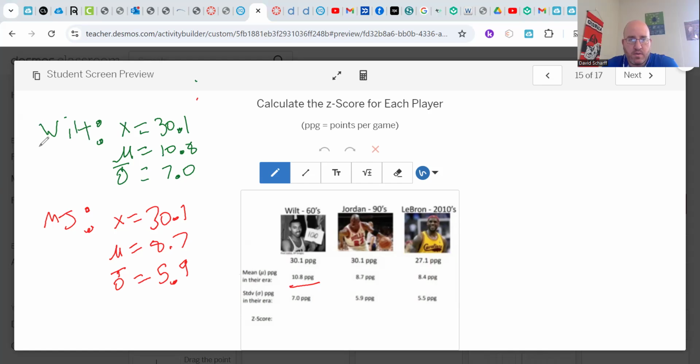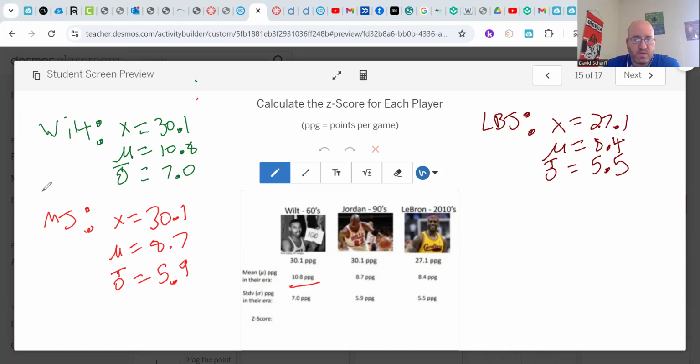LeBron, I'm gonna say during the 2010s, I guess you would associate him getting back with Cleveland more than you would the Heat or certainly the Lakers. So I'll do the maroon red for the Cavaliers. So LeBron, his average is 27.1 points per game. The mean for the players in his era was 8.4. And the standard deviation was 5.5. Okay. So let's see if I can write this small.